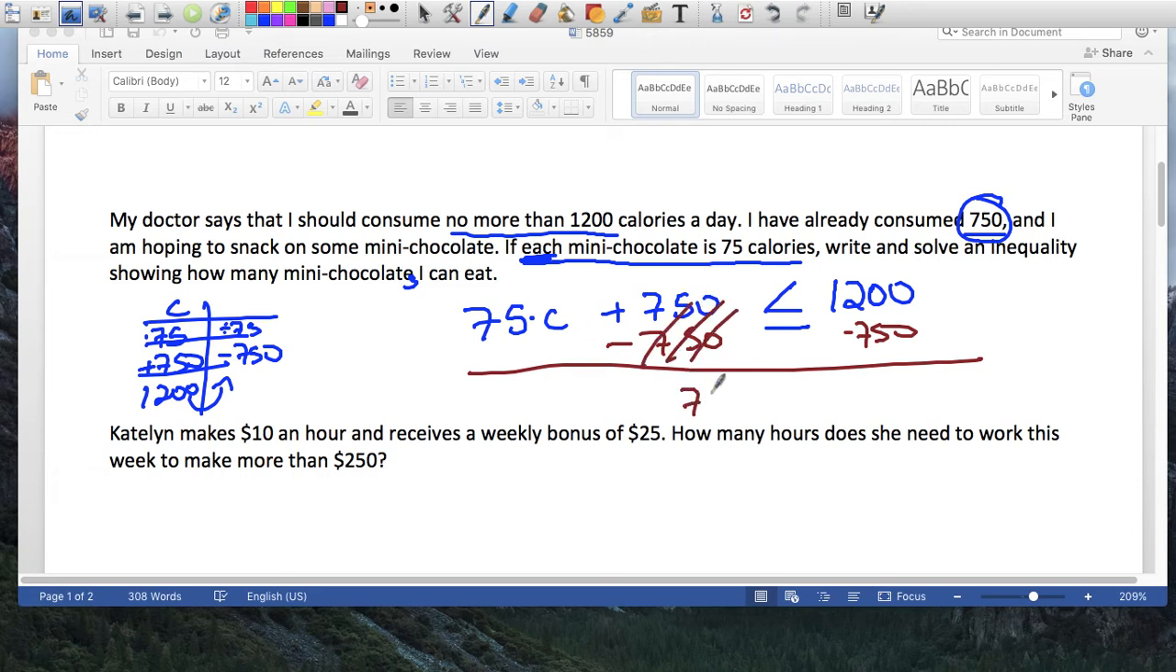Let's go again. 75C less than, and this is going to be 450. Divide by 75 and see the number of chocolates I can eat, because I only have 450 calories left, and each chocolate is 75, so that's going to give me, I can eat 6 mini chocolates and still be under 1,200 calories.